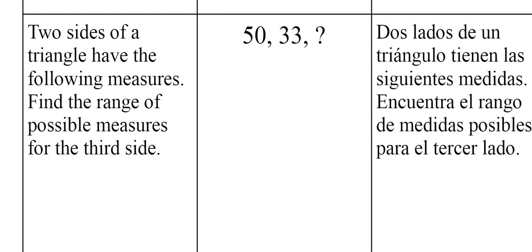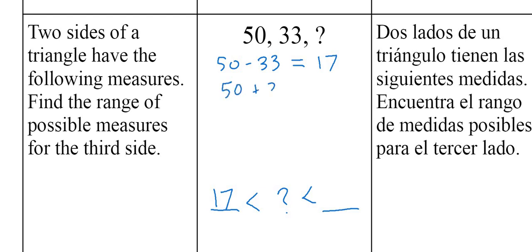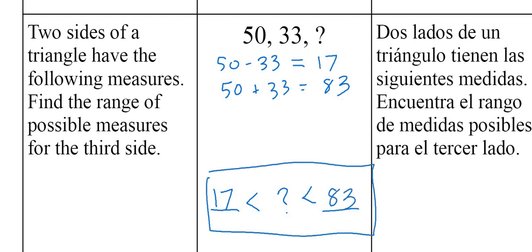Okay. Let's set up. Something is going to be less than the question mark, which is going to be less than some other value. I've got 50 minus 33, which is 17. And I've got 50 plus 33, which is 83. Boom.